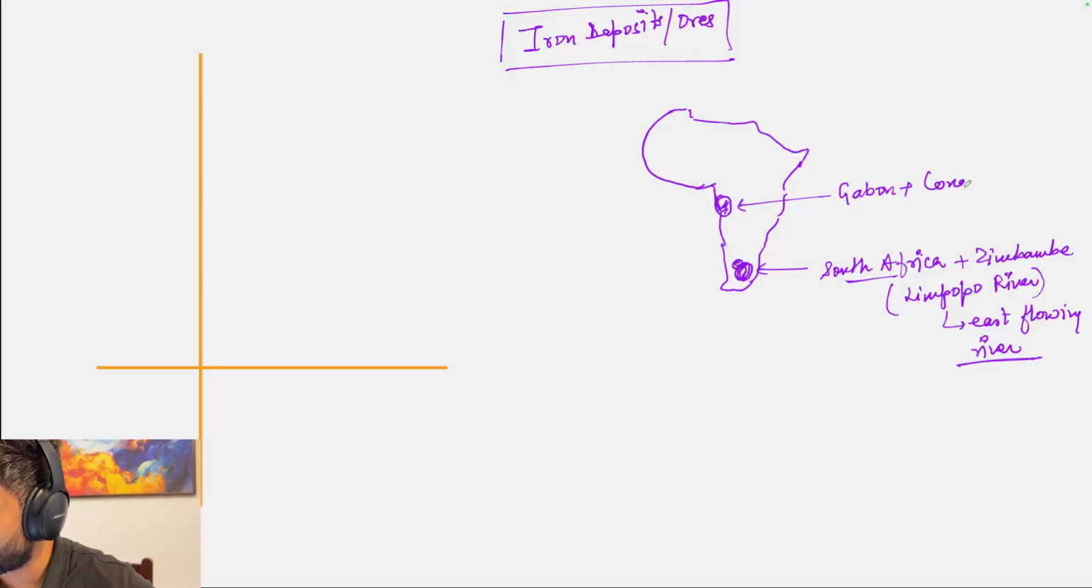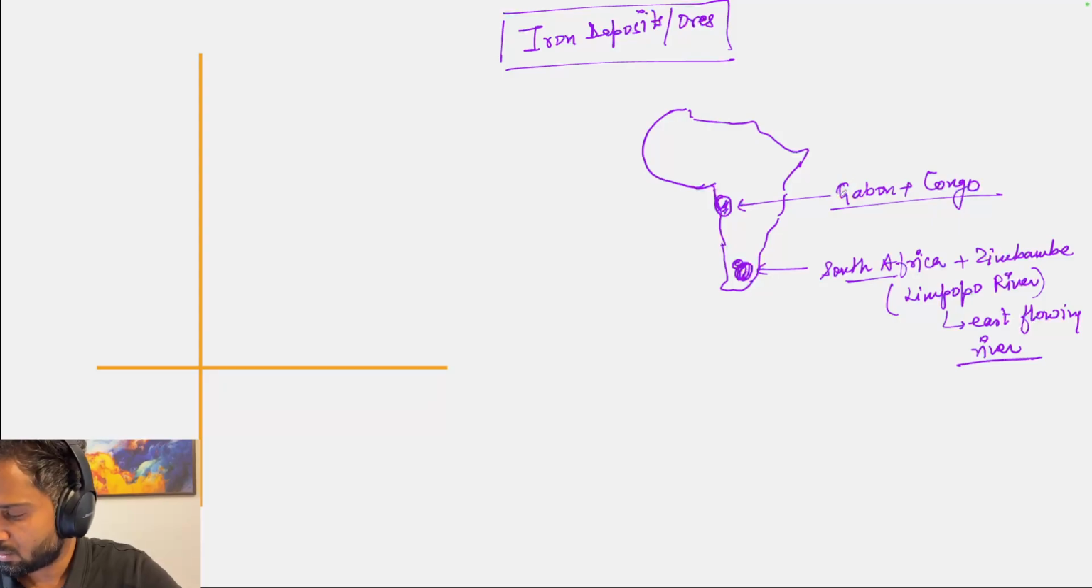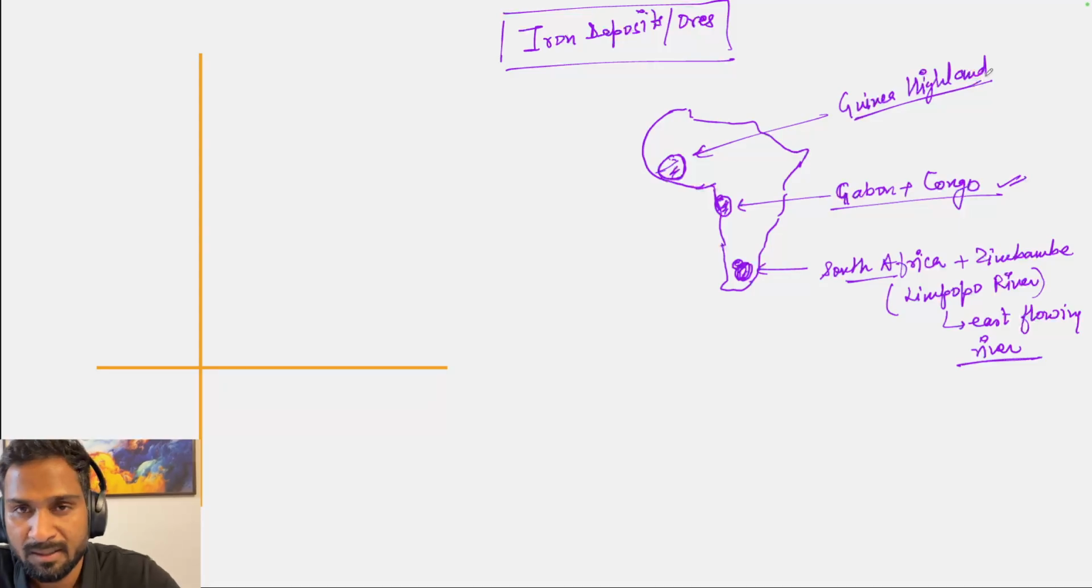Gabon and Congo. Congo means Republic of Congo, not that Democratic Republic. No, the Republic of Congo, Congo which shares a coastal border. Anyway, this Gabon and Congo region is again rich in iron. And if you remember, over here we talked about Guinea Highlands. So this Guinea Highland region has again significant deposits of iron ore.